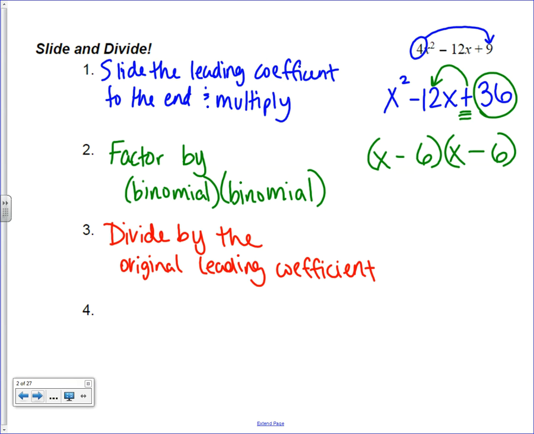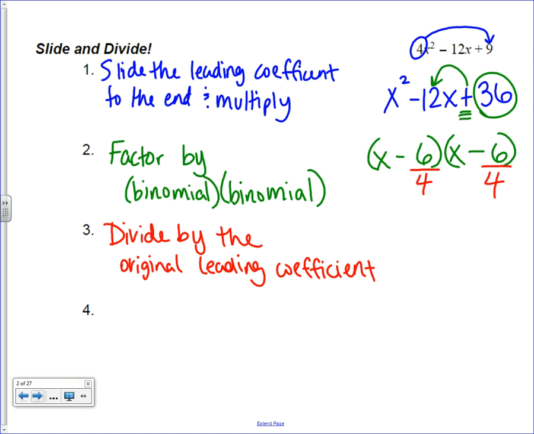Divide by the original leading coefficient. What was my original leading coefficient? 4. Now, folks, 4 is a number, isn't it? So we're going to take the number portion of these and divide by 4. Only the numbers.